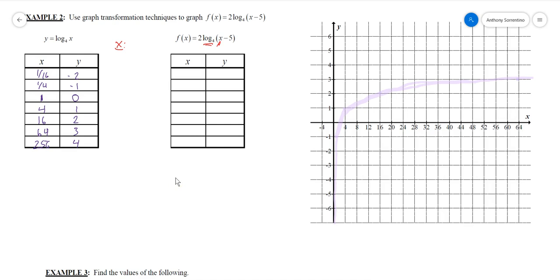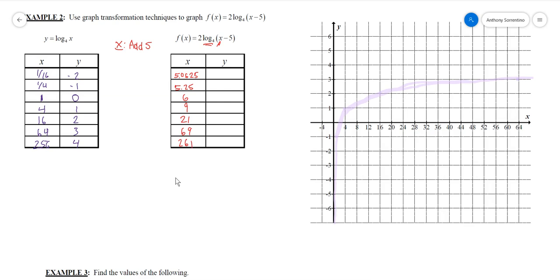that -5 in there tells me I'm going to add 5 to each of those x coordinates I have over here. So 5 and 1/16 is 5.0625. That would be 5.25. That would be 6, 9, 21, 69, and 261.